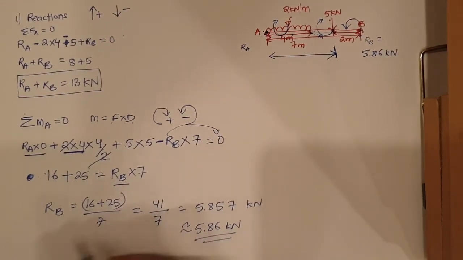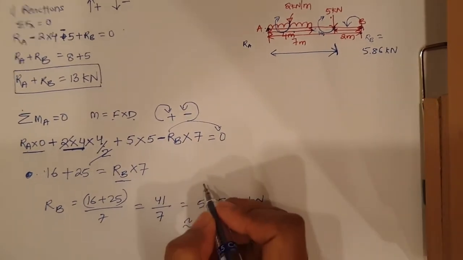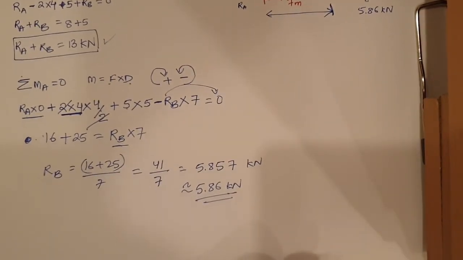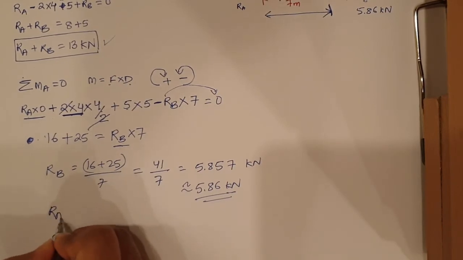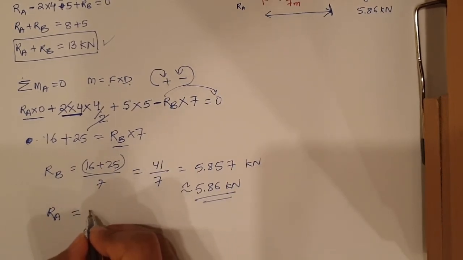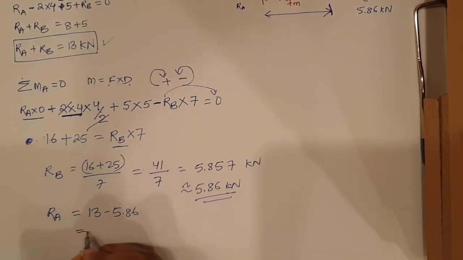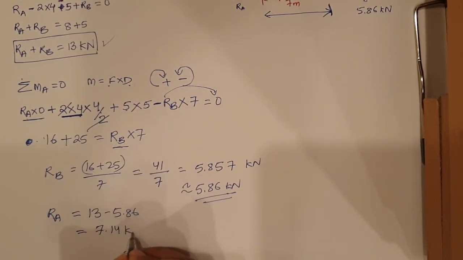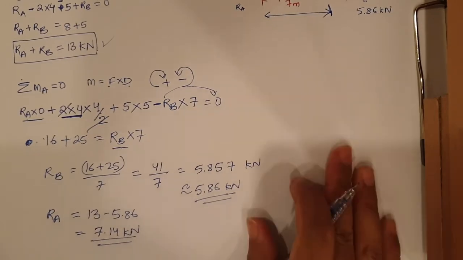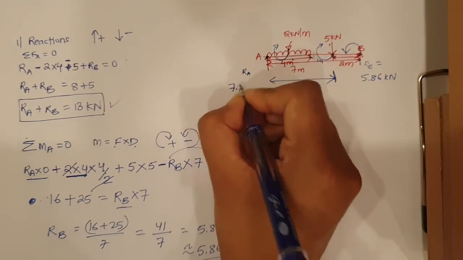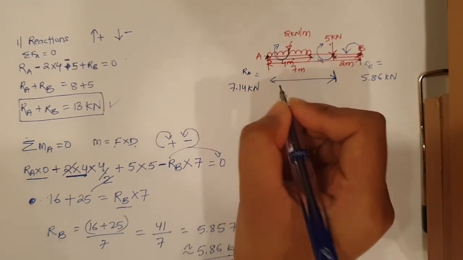Now next let's find RA. So from this equation here, since we have found RB, we can find RA easily. So my RA will be equal to 13 minus 5.86, which will be coming equal to 7.14 kilonewton. So RA is coming equal to 7.14 kilonewton.